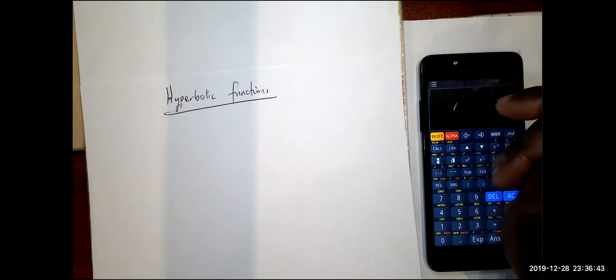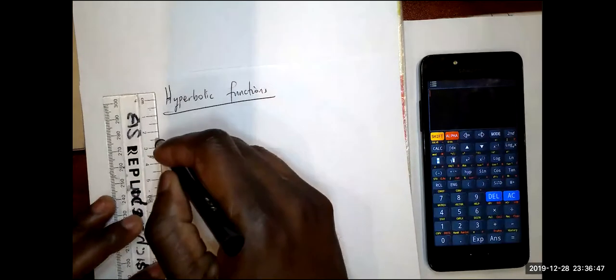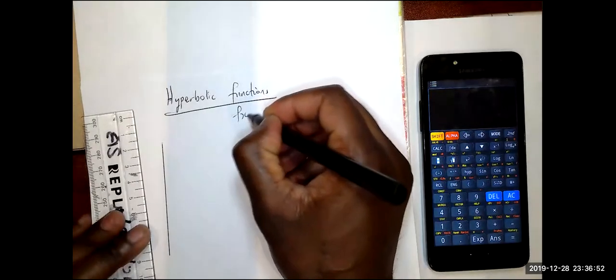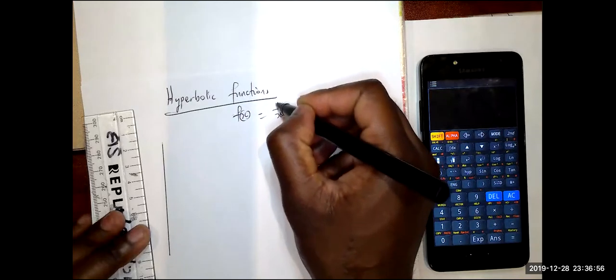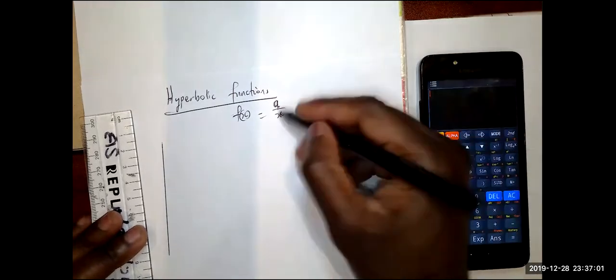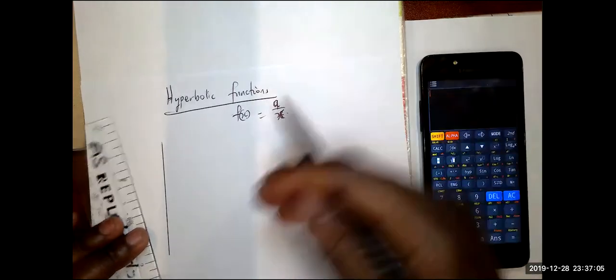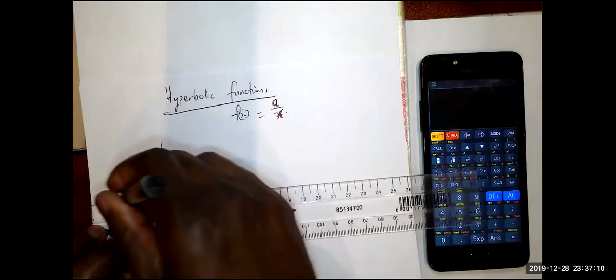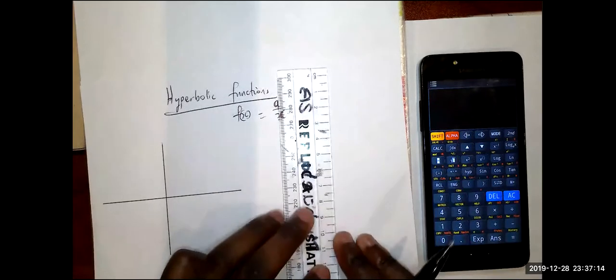All right. Now, your hyperbolic function is in the form f of x equals 1 over x. Not 1 over x as such, but a over x. So in this case, this is the standard graph here. And we're going to start with the effect of a on your graph.